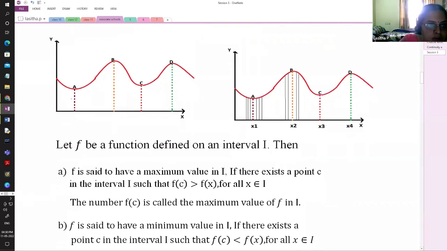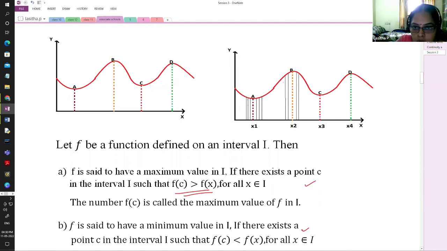By observing itself, the children will understand that A is a point where a minimum happens, B is a maximum point, C is a minimum point, D is a maximum point, like that. Before we give the direct definition, it is better to communicate to them what is the meaning of f of c greater than f of x for all x belongs to I. We need to convey that meaning.